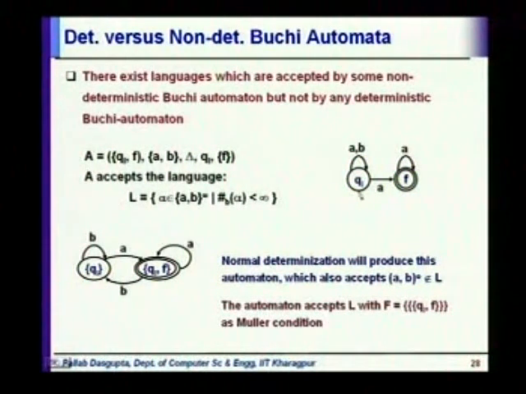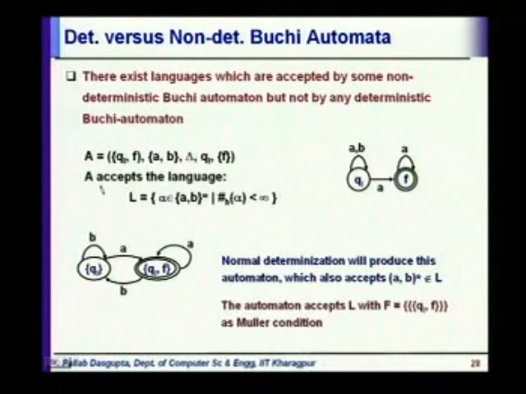Now to see that, just look at this example. This example of course does not prove this result, but it shows where the difficulty lies. The formal proof is there in the paper. We are not going to discuss that in the class, but let us see this example which shows that there is no straightforward way of determinizing it. Now let's see what this says.